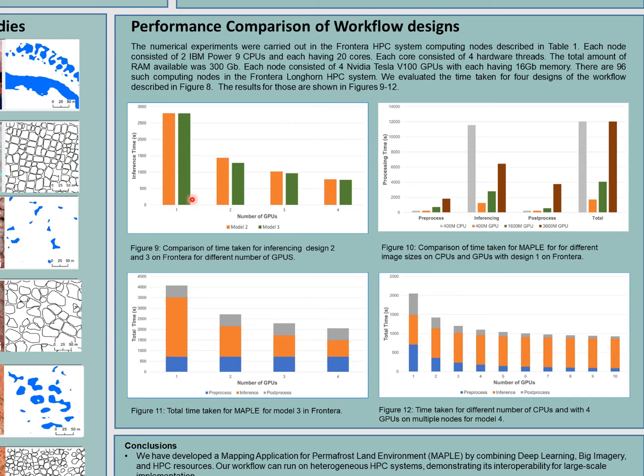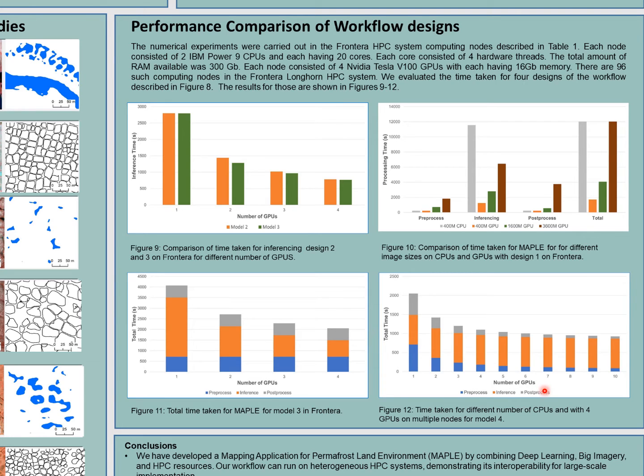And in figure 9, we compare the results between our design 2 and 3. Design 2 is orange and design 3 results are green. You can see design 3 is performing better for multiple GPU settings. And in figure 11, we have compared our results from design 3, and here we have shown the total times for different numbers of GPUs. As you can see, when you increase the number of GPUs to 4, you can get a speed up of 2 times.